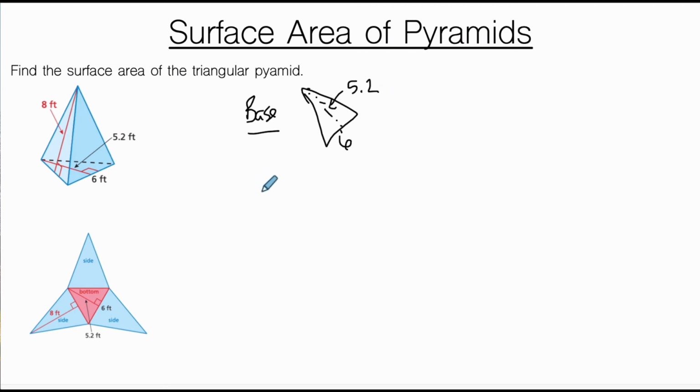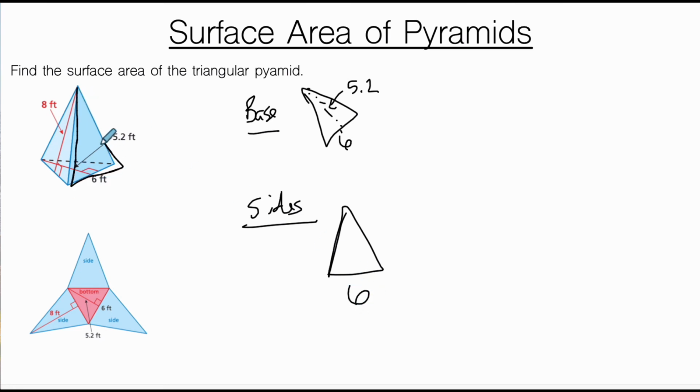Then for the sides, there are 3 identical triangular sides. Each of those triangles has a base of 6. So what I'm talking about for the sides is like this. I'm trying to outline it in black. It has a base of 6, and it has a height going from the base to the tippy top of 8 feet. So the height is 8. So there's 3 of these.